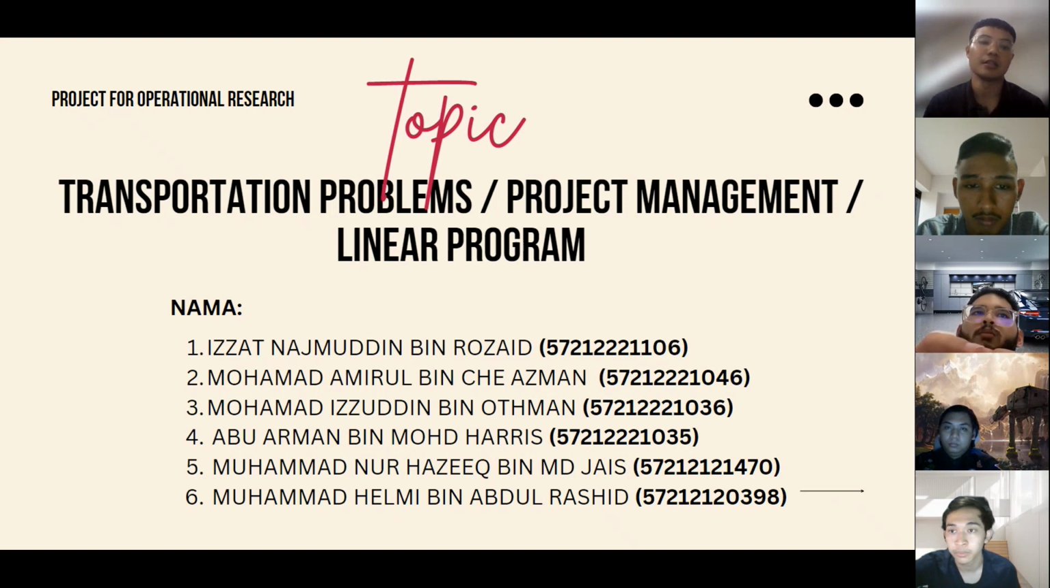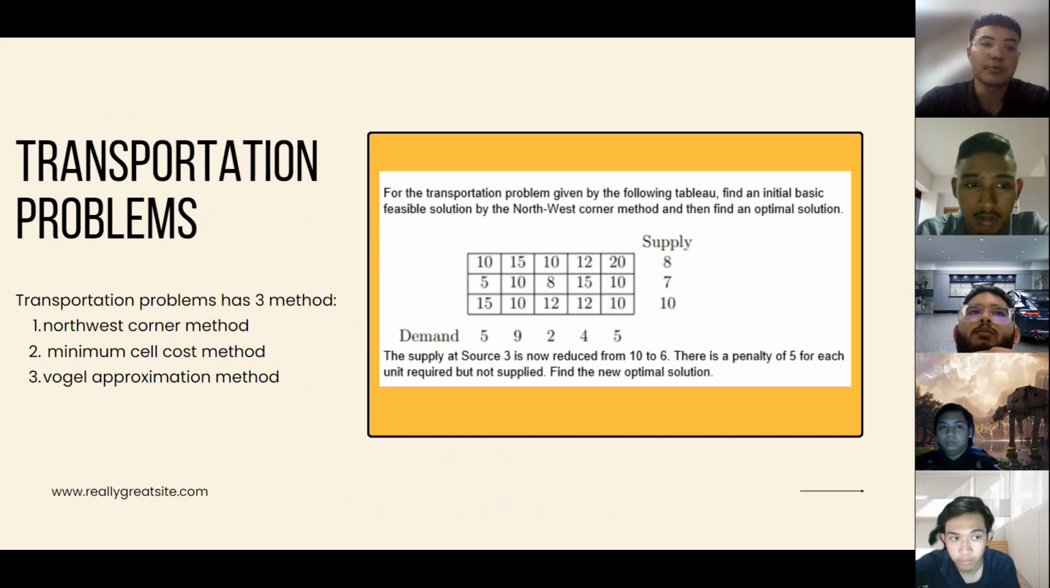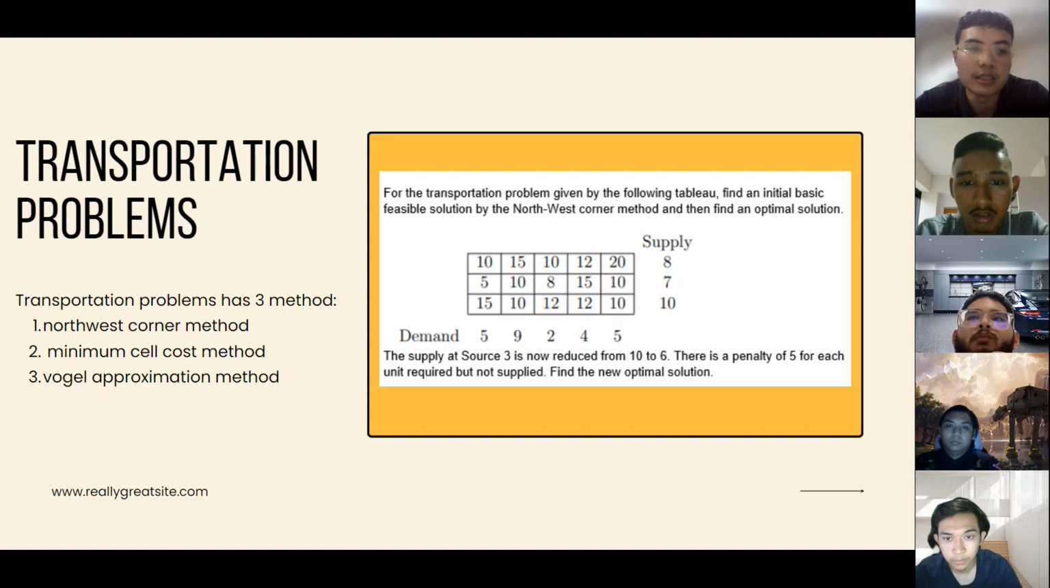The topic that we want to present today is about transportation problems, project management, and linear programming. First one is transportation problems. Transportation problems has three methods that we use. First one is the northwest corner method. Second, the minimum cell cost method. And lastly is the Vogel method.